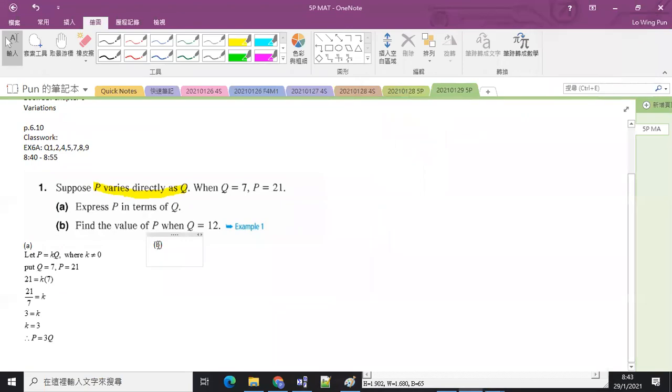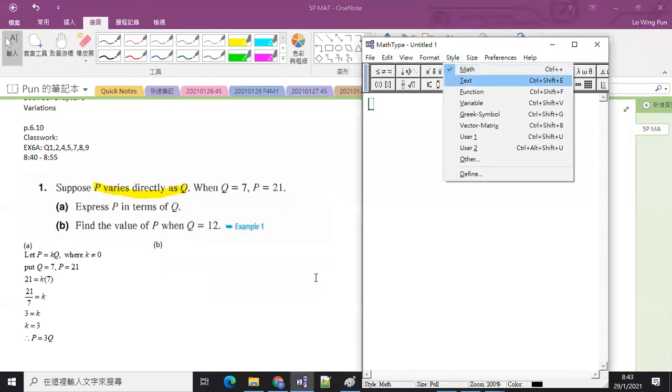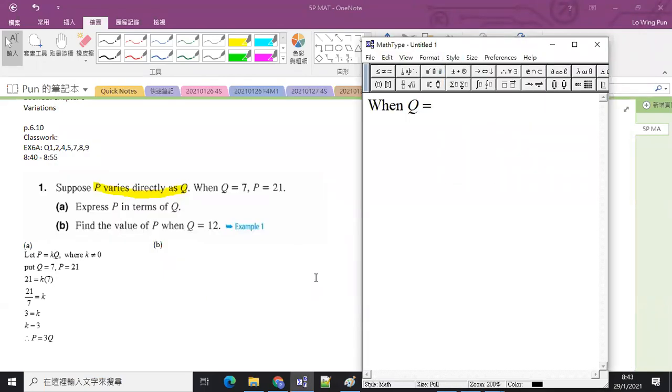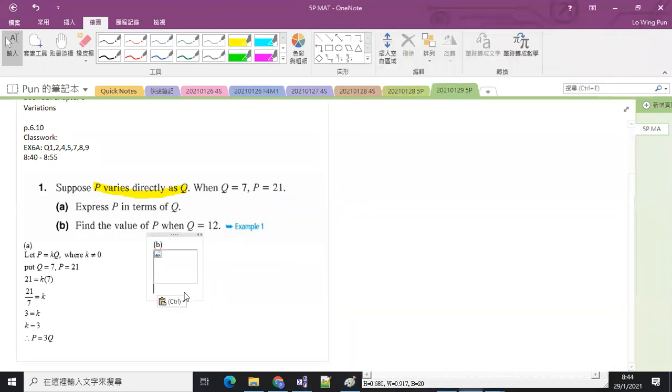And then part B. When you have found the complete equation, there is no more secret of this question. In part B, find the value of p when q is equal to 12. You just need to put q equals 12 into our equation. So p is equal to 3 times q, but q is 12. So p is equal to 36. That is how we can find the value of p in part B. Can you get this?